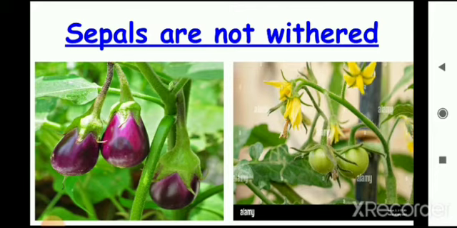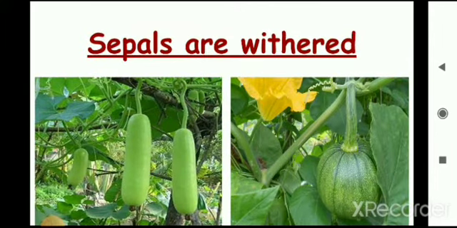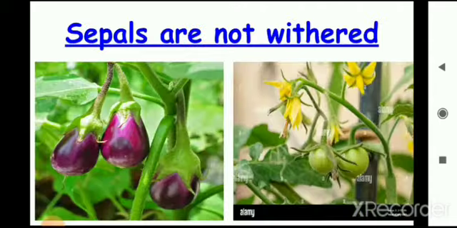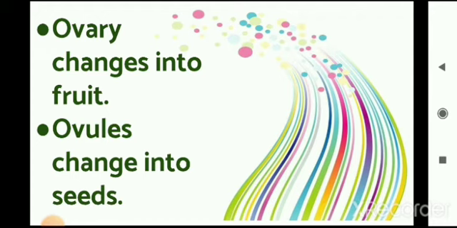But in the flowers of some plants like bottle gourd, like bitter gourd, like pumpkin, the sepals wither out. They do not remain attached with the fruit. Clear? This is what happens to the flowers after fertilization.